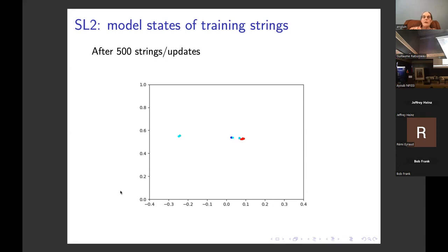So now we'll move on a little faster. So we're going by 500 weight updates. So we see still some sink state strings on the left and some movement on the right.